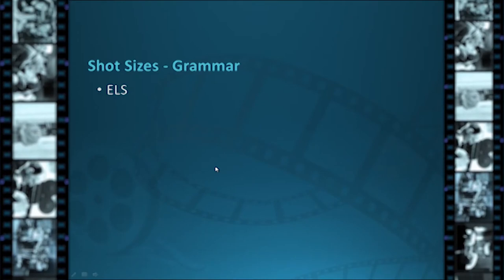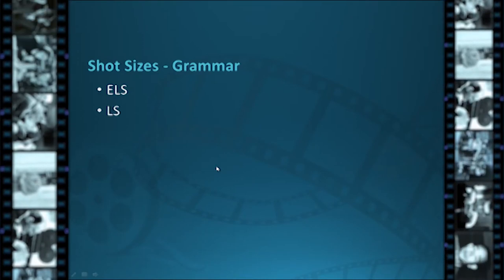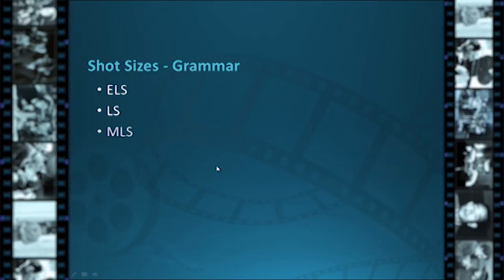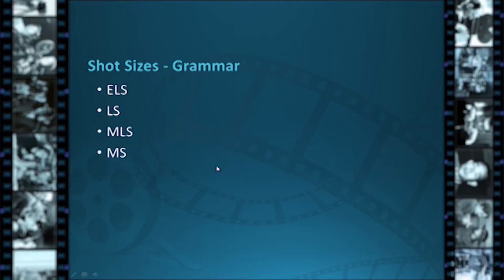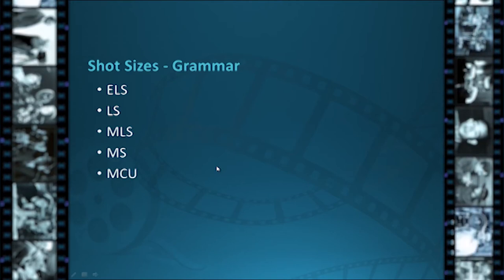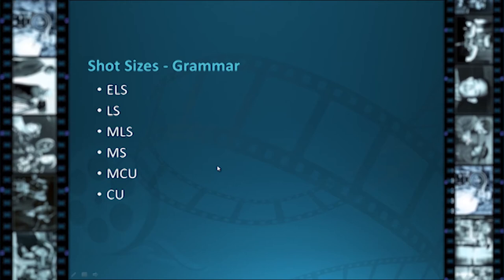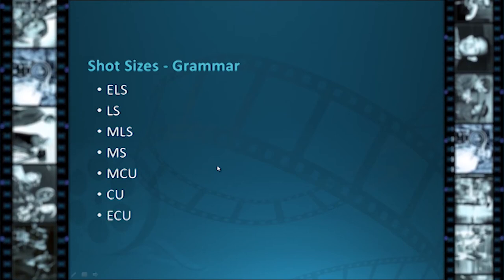Now, I had briefly mentioned that a close-up means a shot size, and I also said that there are various shot sizes that are available to a director. Now, what are these shot sizes? These are the extreme long shot or the ELS, the LS or the long shot, the MLS or the mid-long shot, MS, mid-shot, MCU, mid-close-up, CU, close-up, and finally ECU, which is extreme close-up.